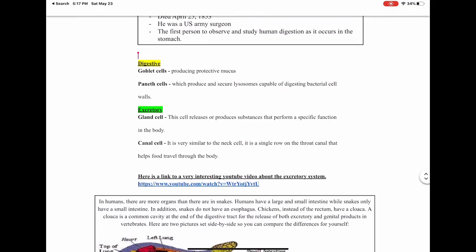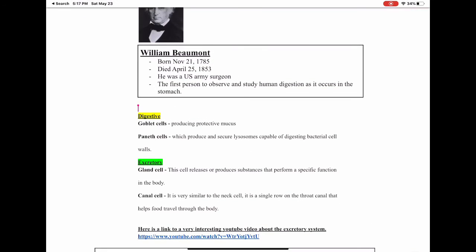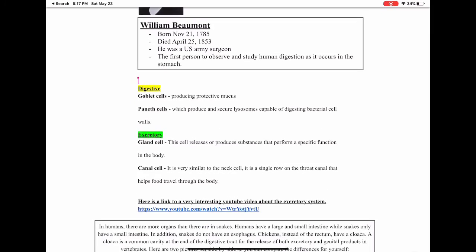And the last part we have here is Echo explaining how the digestive system and the excretory system are different in humans and in animals.